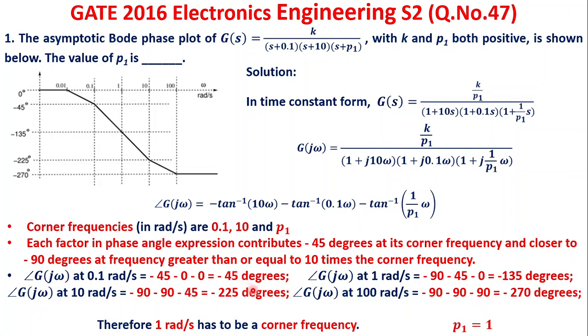Therefore, from all these four expressions, what is very clear is that for the angle contribution made by the third factor to match what is given in the four expressions, it should definitely be P1 equal to 1 only. Therefore, 1 radian per second is the corner frequency. That's all. So, next problem.